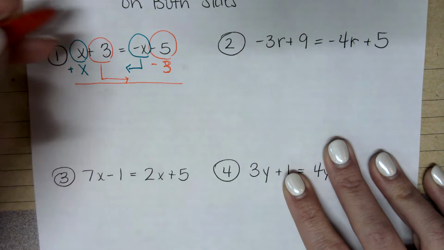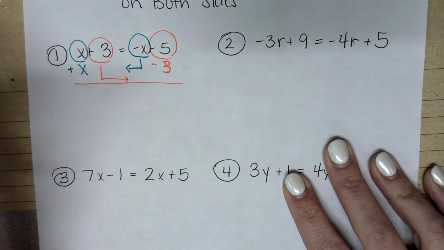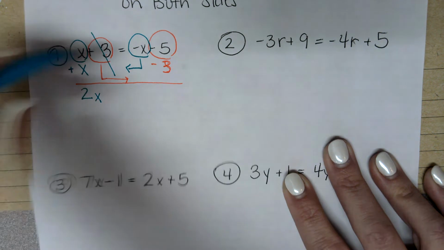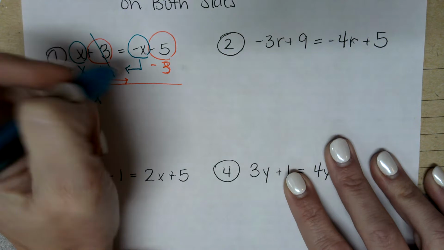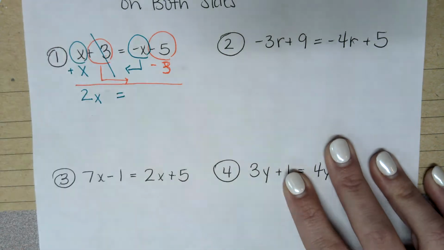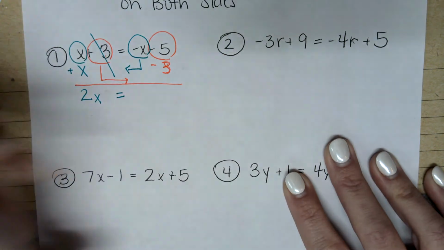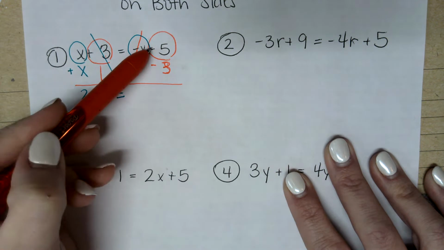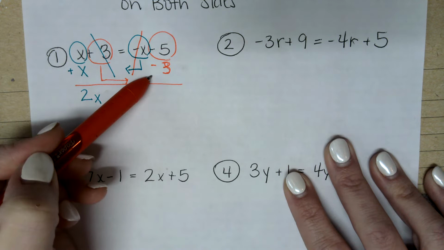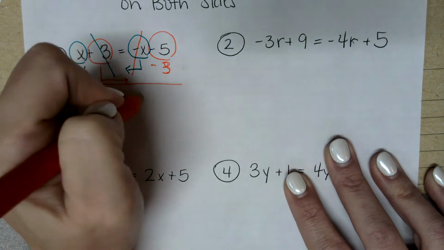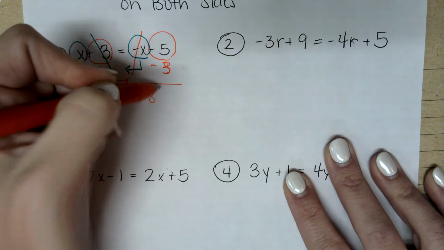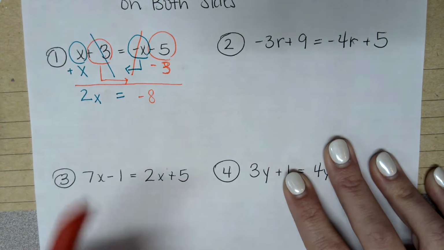1x plus another x ends up being 2x's. This is gone because we moved it. We have our equal sign. This is gone because we moved it. Negative 5 minus 3 more is negative 8. Remember, we're in the hole 5, and we dig 3 more into the hole.